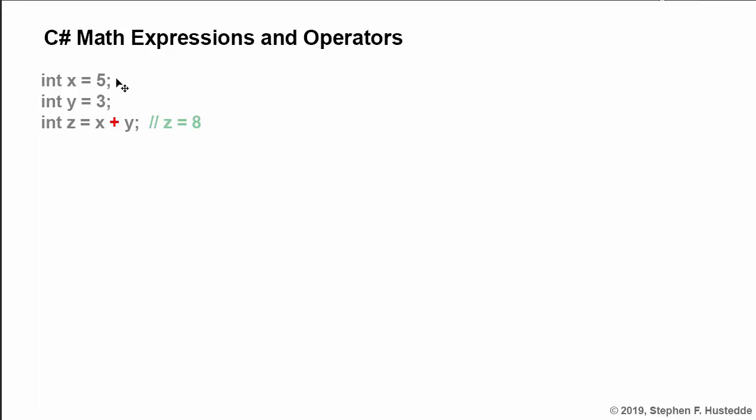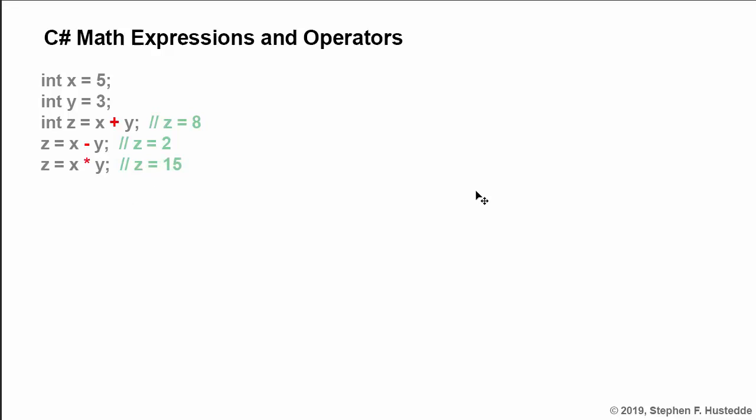So I have here two variables, x and y, and I've assigned values of 5 and 3. And then I can create a variable called z and assign it the value of x plus y. So the plus sign is the math operator for addition, and the value of z then would be 8. In the same way, I could subtract y from x using the subtraction operator, which is the minus sign. So z equals x minus y, z would now equal 2.